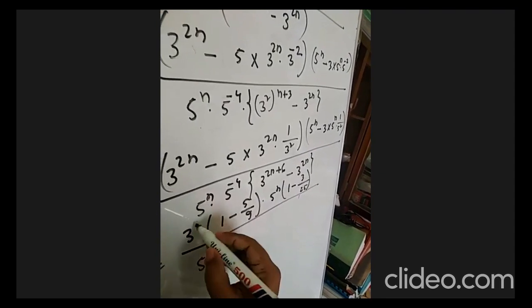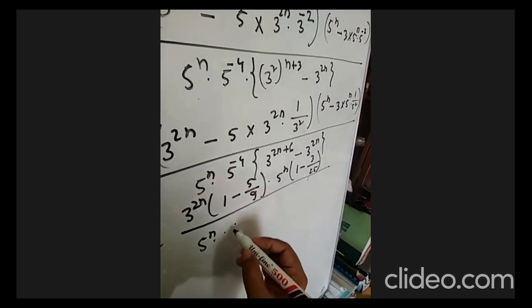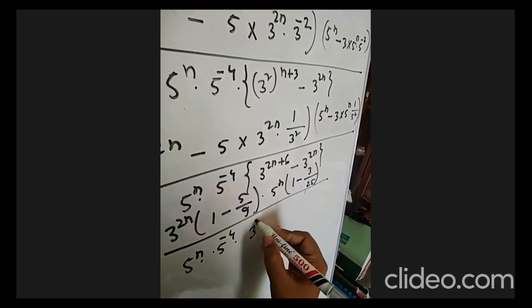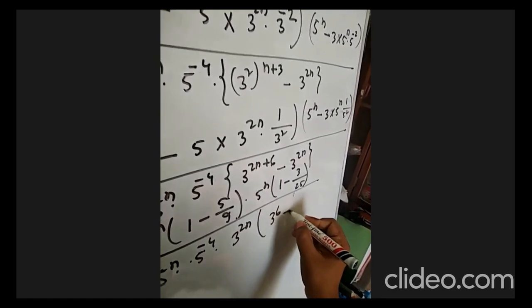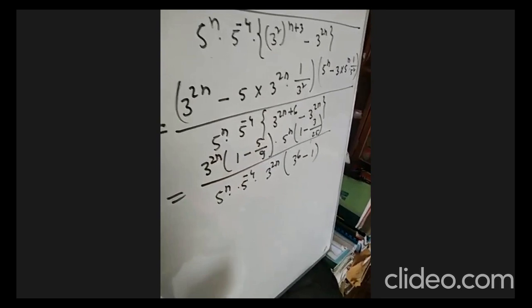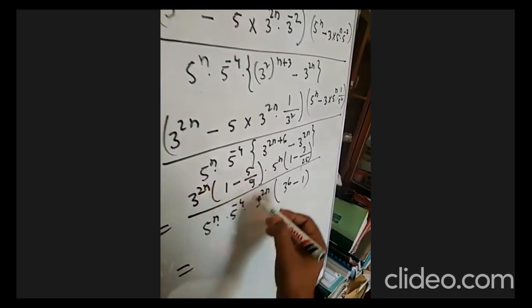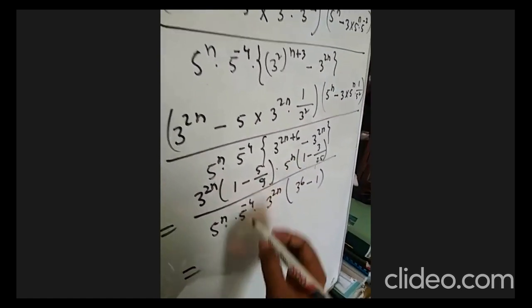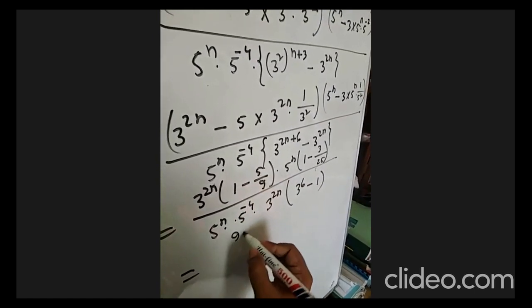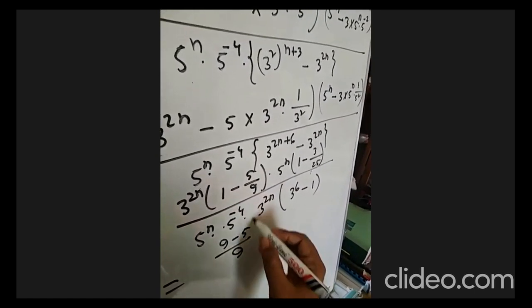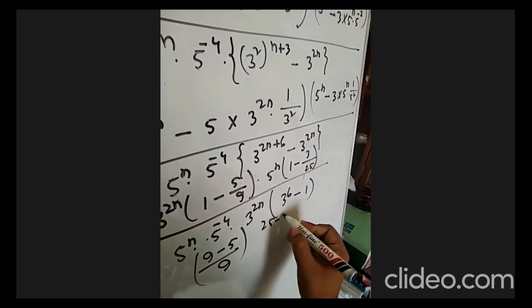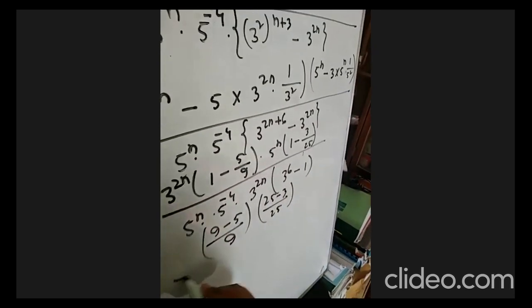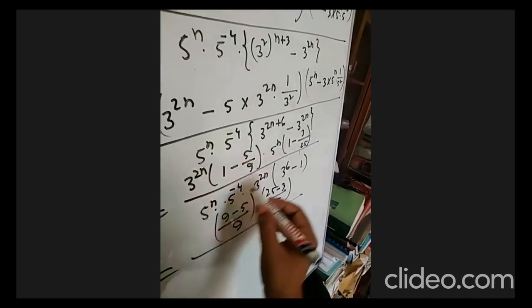This will be 3 to the power twice n, 5 to the power n, 5 to the power minus 4. And from here 3 to the power twice n will be common, and 3 to the power 6 minus 1 will exist. Now this equals: 3 to the power twice n and 5 to the power n will be cancelled. So after taking LCM, 9 minus 5 divided by 9 and 25 minus 3 divided by 25, divided by 5 to the power n, and 5 to the power n will be cancelled.